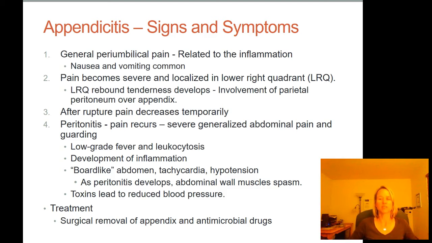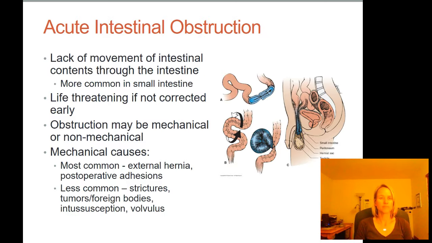Now it's more generalized abdominal pain and guarding. So we develop kind of this board-like abdomen with reflex contraction. The abdominal muscle walls are spasmed and tight. We get low-grade fever and leukocytosis, tachycardia, hypotension, and then we can have reduced blood pressure due to the bacterial endotoxins. Treatment is aimed at surgical removal of the appendix and antimicrobial drugs.